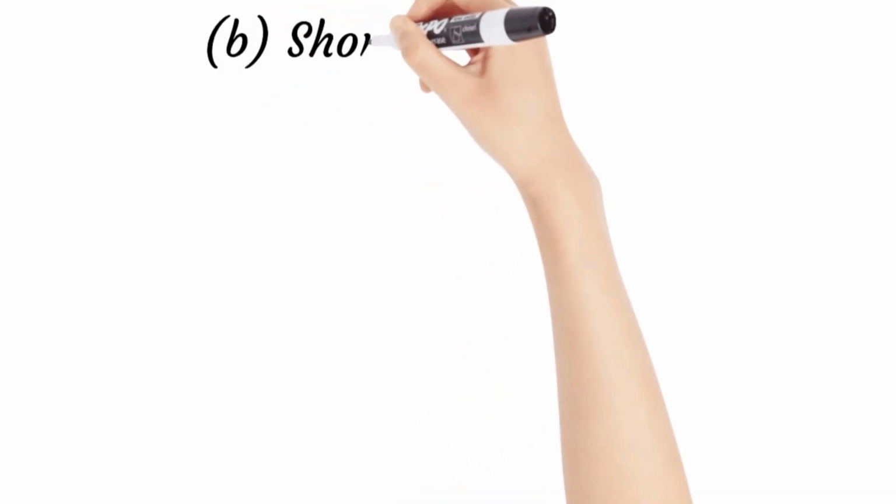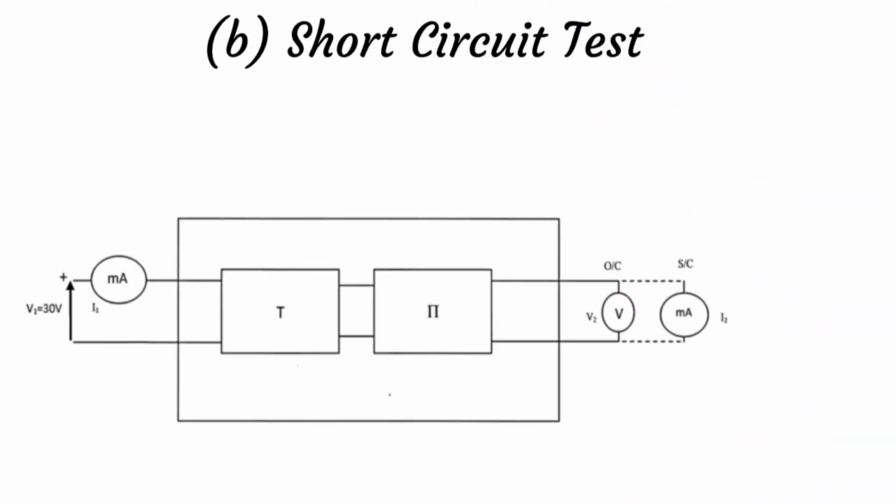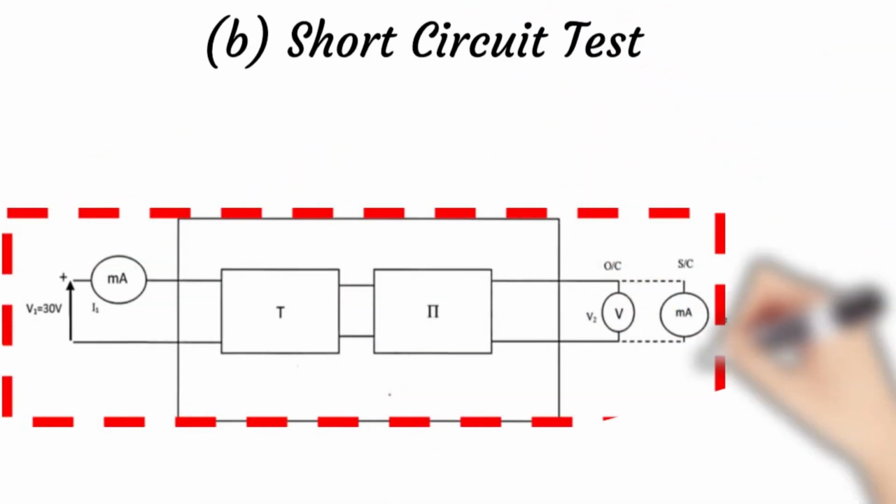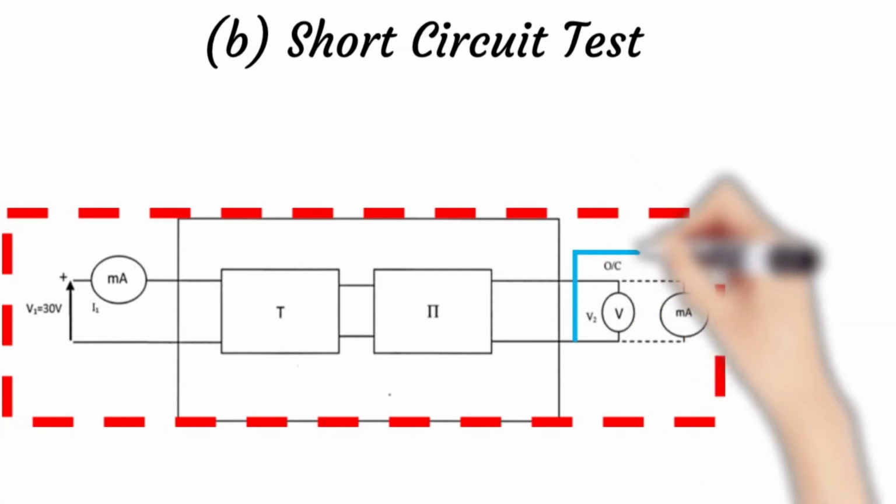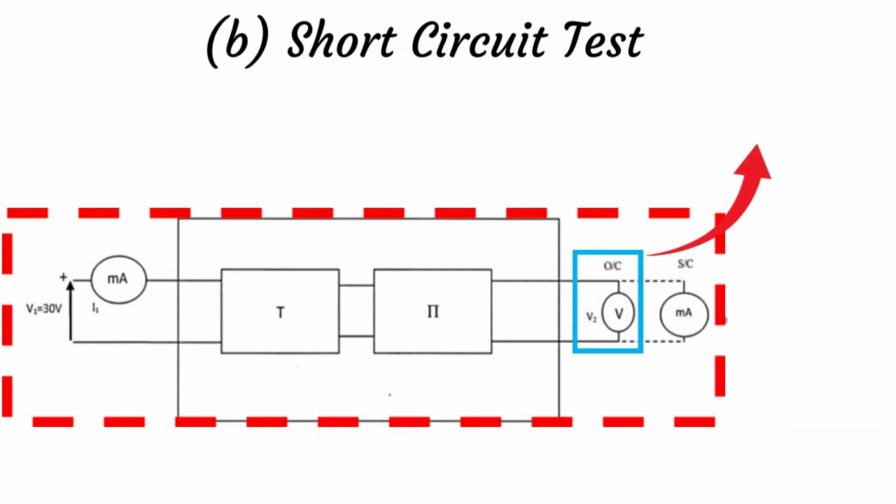The second test you need to perform is the short circuit test. You can connect the circuit according to this diagram. Instead of a voltmeter as in the open circuit test, we have to connect a milliammeter across the output port to take the output current reading.